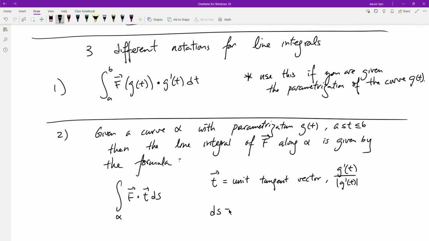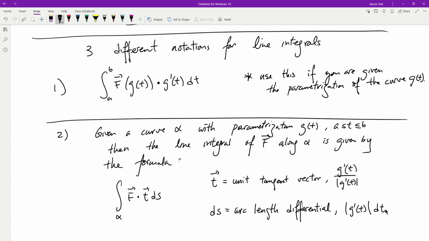What is ds? ds is often referred to as an arc length differential, usually referred to as a portion of a curve, and is given by this expression, the length of g prime of t dt. So this expression tells us what we are actually doing. We are taking the projection of f, which is why we take f dot the unit tangent vector, and then multiplying by a small line segment, a small part of the curve that represents the distance traveled.